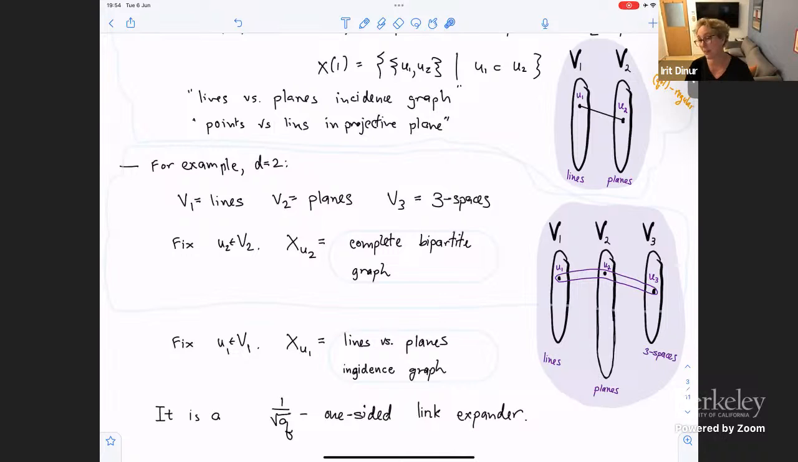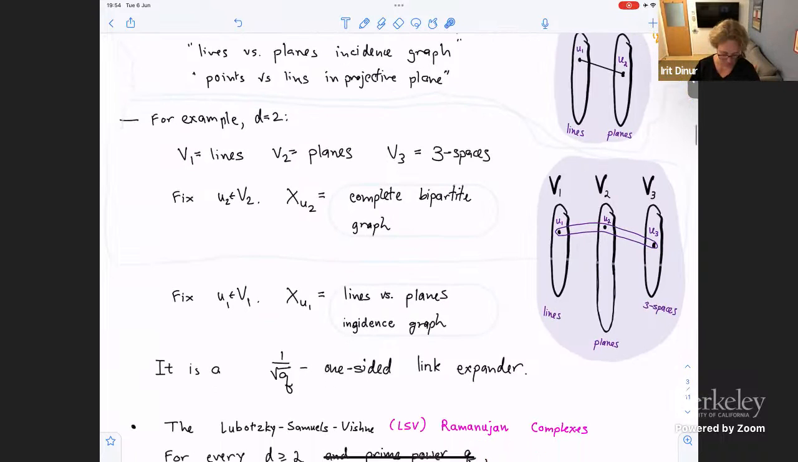And as I said before, this is actually a very good expander. So all the links in this 2-dimensional complex are very good expanders. And you can go on and see that for dimension D, you can recursively see that the links are always combinations of complete partite graphs with the lower dimensional spherical buildings. So this is a very good expander.